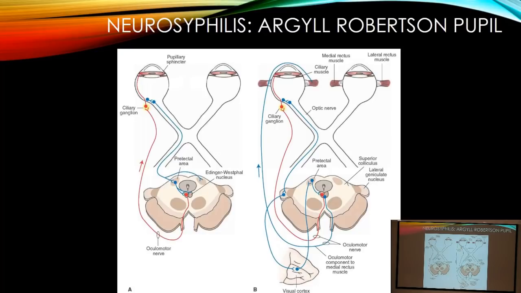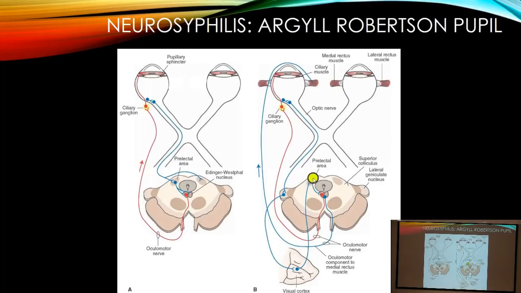But the Argyll Robertson pupil refers to, let's just say normally you shine a light in the eye, and remember this goes through the lateral geniculate nucleus to the occipital cortex for vision. But for the pupillary light reflex, this enters the pretectal area to activate the Edinger-Westphal nucleus, okay, which goes out to the pupil through the ciliary ganglion. And I wish this were drawn on both sides, just to emphasize that both pupils constrict to light.